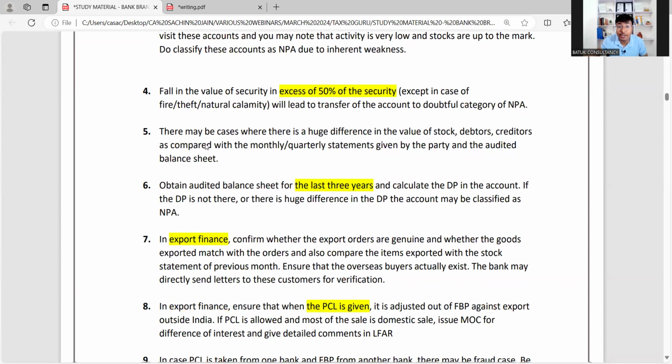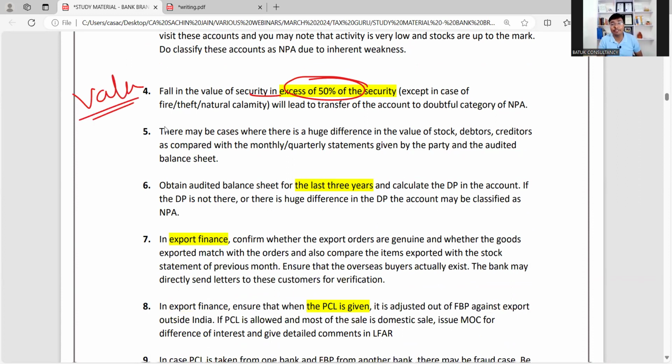If there is a fall in value of security in excess of 50%, that is a specific situation. In that case, the account should be classified as NPA. So we need to check the value of security. Now your question is how we can verify the value of security? So there is a requirement of a valuation report.